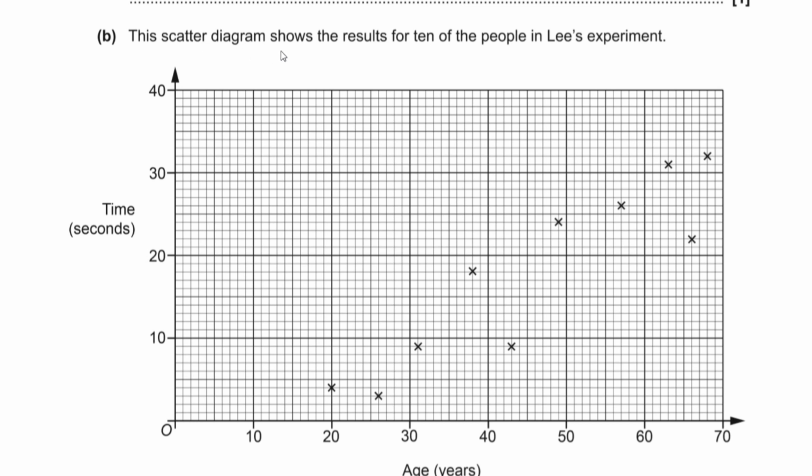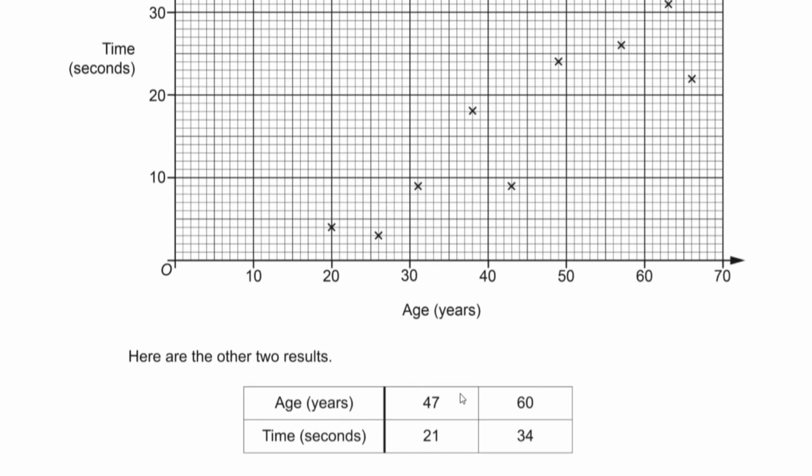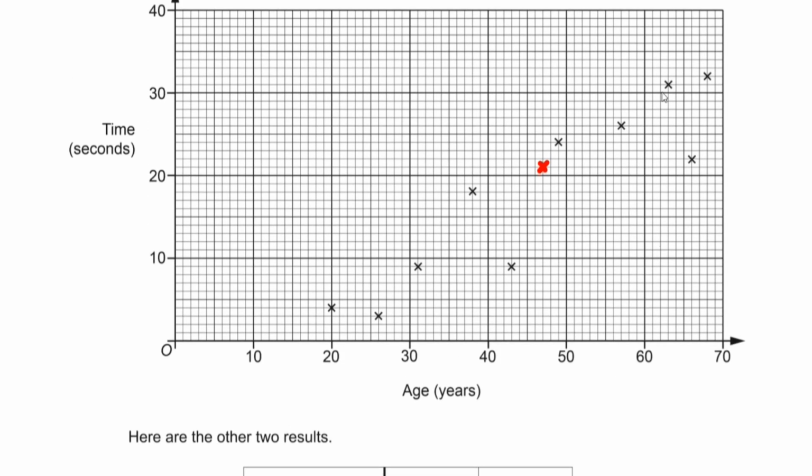Part B, this scatter diagram shows the results for 10 of the people in Lee's experiment. Here are the other two results, so we've got the age and years. Plot these results on the scatter diagram. So we've got 47 and 21, so plotting that goes here. And then we've got 60 and 34, so that goes here. We've plotted the results on the scatter diagram.